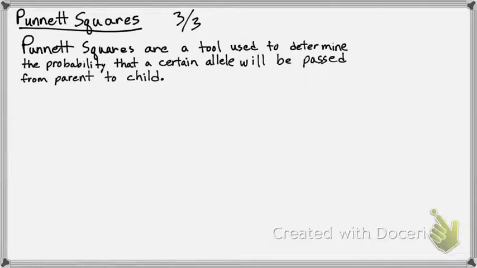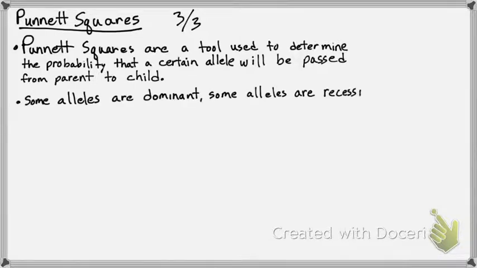So Punnett squares are a tool used to determine the probability that a certain allele will be passed from parent to child. Some alleles are dominant, and some are recessive. Dominant just meaning that that is the trait that will be shown. Recessive is the trait that will be masked if there is a dominant allele.